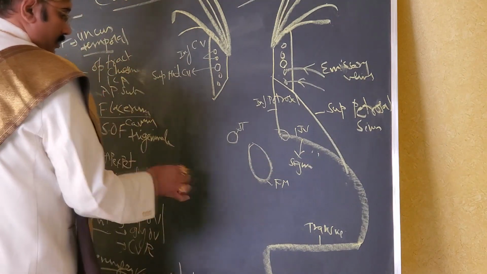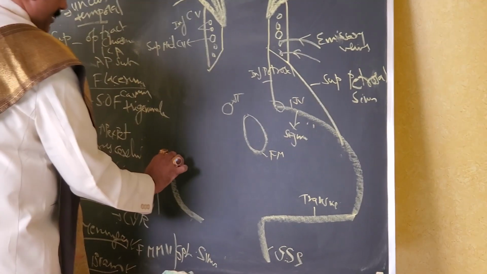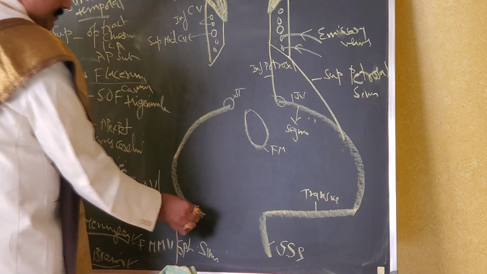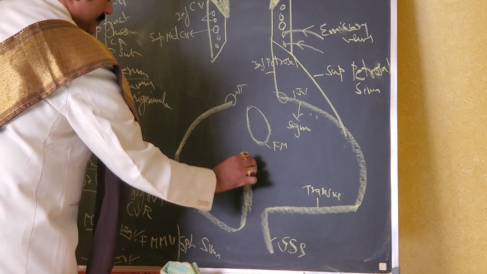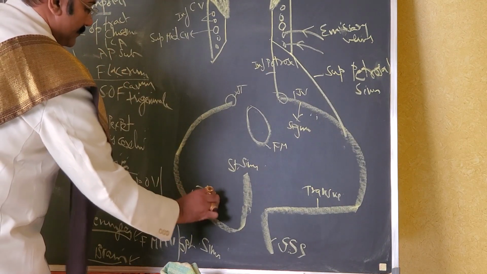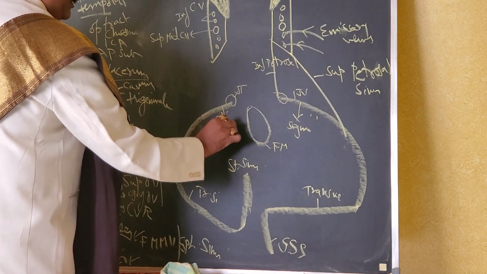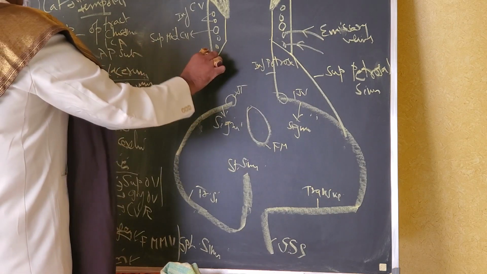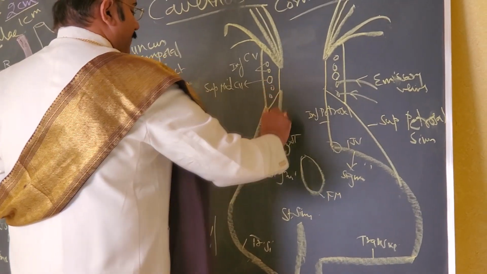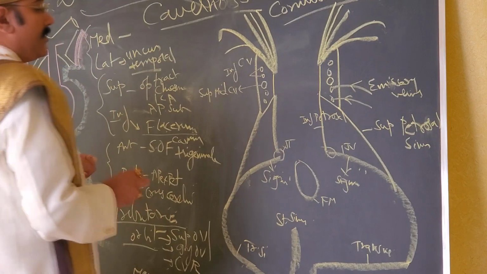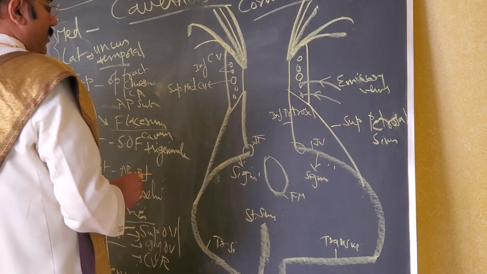Here if you see on the other side, you have got the transverse sinus, and now it will become the sigmoid sinus, and here you have got the straight sinus. This is the straight sinus, this is the transverse sinus, and this is your sigmoid sinus. Here on the other side also, this is the superior petrosal vein which is communicating with the transverse sinus, and the inferior petrosal vein which is communicating with the internal jugular vein, that is present in the jugular foramen.